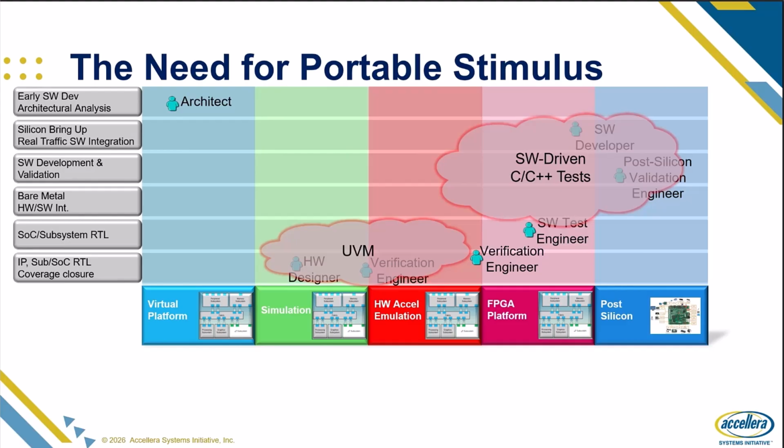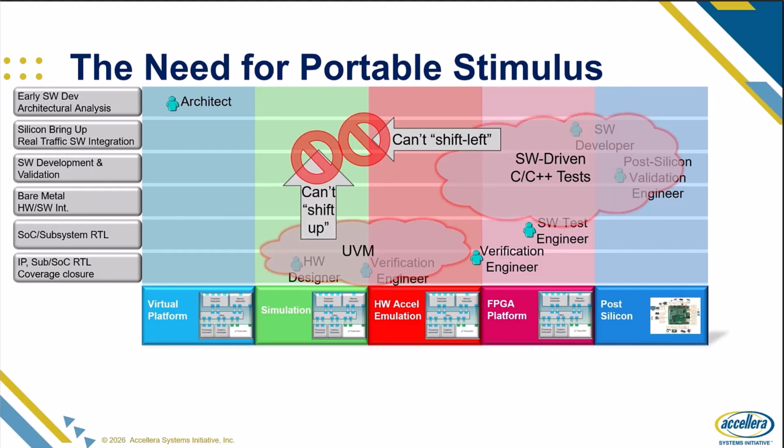So we have UVM for some things and C and C++ for some things. The software-driven tests can't really shift left. It's hard to use software-driven tests in IP design simulation. It's hard to move UVM up to the system level, as we talked about. And UVM also doesn't really port well to the faster platforms either.